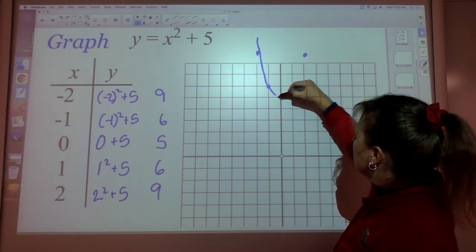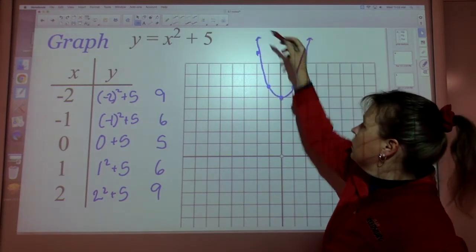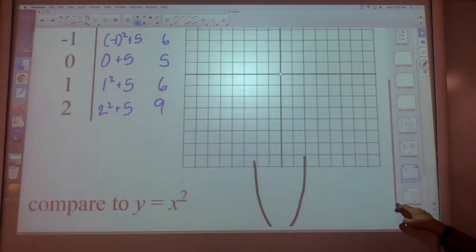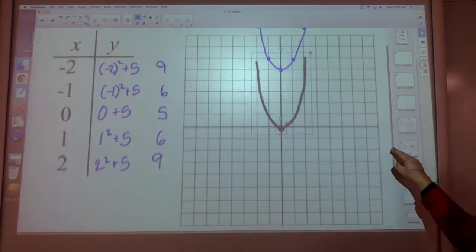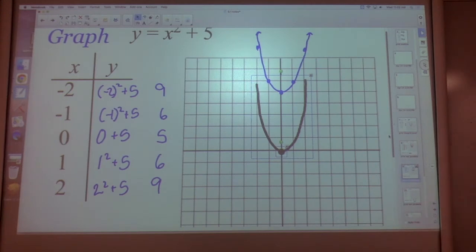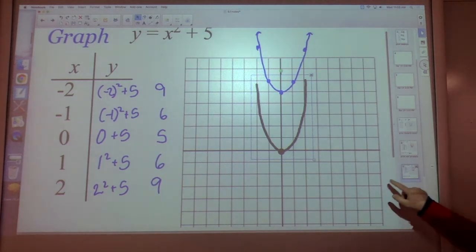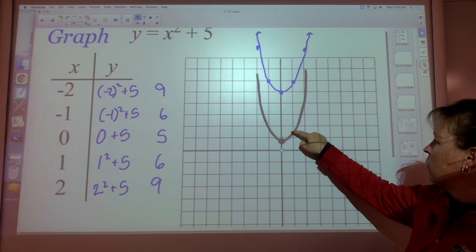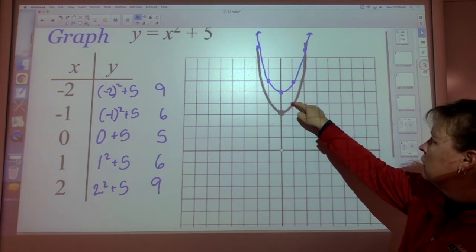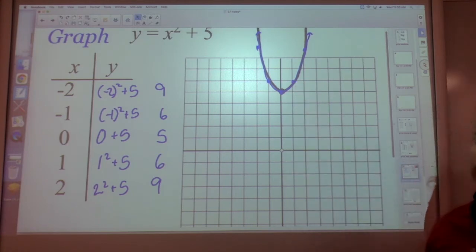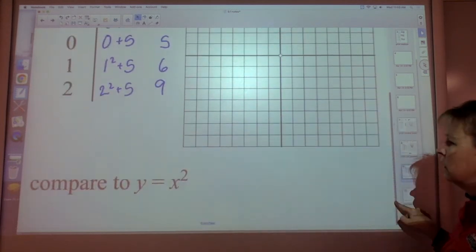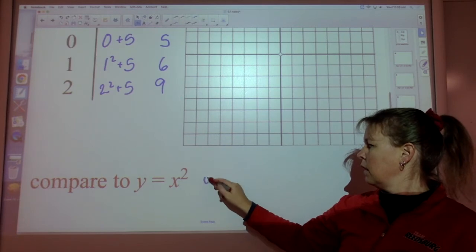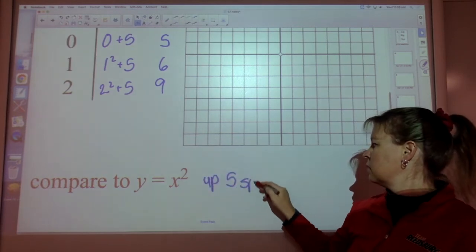Draw a nice smooth curve to the best of your ability. There's a parabola. We want to compare that to y equals x squared. How does it look compared to y equals x squared? This is y equals x squared. Some might say it definitely looks skinnier. Is it skinnier? Or did we just take the exact same parabola and move it up 1, 2, 3, 4, 5? It's the exact same size. Nothing happened to it when you added 5 to it, other than, if you compare it to y equals x squared, it moved up 5 spaces.